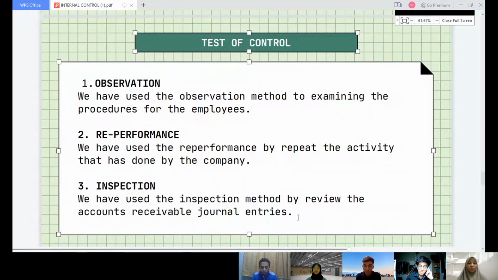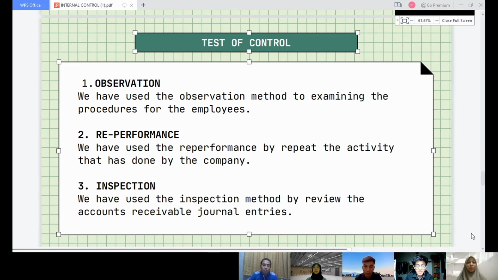For the tests of control, the first test of control that we perform to evaluate the company's internal control is observation. We have used the observation method to examine the procedures of the employees. We observe how the orders were recorded and how the statements were sent out to customers. All the relevant notes that we have gathered are used as evidence.